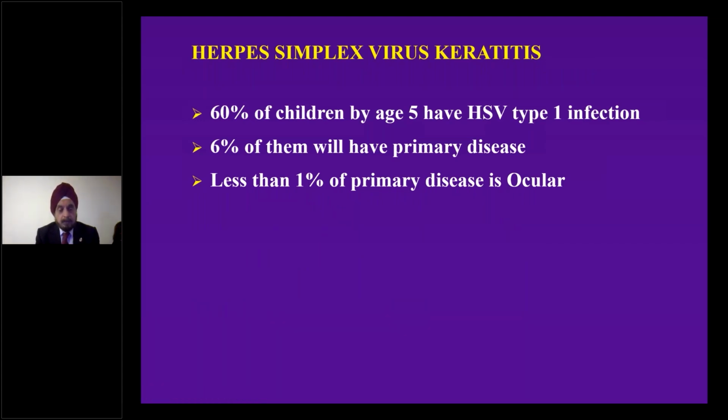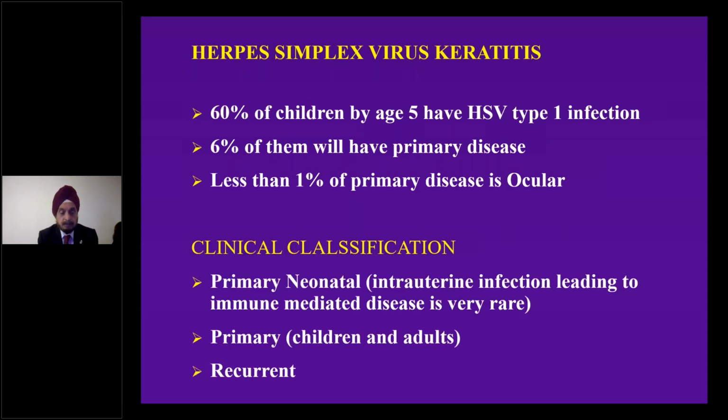So by way of epidemiology, 60% of children by the age of 5 have the herpes simplex type 1 infection. Not in the eye, we're talking about in the body, so they are seropositive. 6% of them will only have the primary herpes simplex disease, and less than 1% of them will have primary ocular disease. So you can see that the virus is very prevalent in nature, but the ocular manifestation infections are less. Clinical classification is as follows.